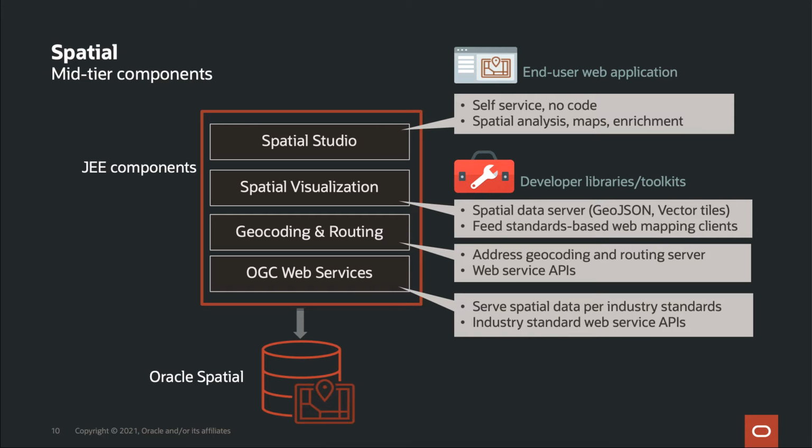Geocoding and routing allows you to create mid-tier services for address geocoding and address-to-address routing. And OGC Web Services allows you to stand up an OGC web server that publishes data out of Oracle Spatial in an industry standard set of services according to the OGC, or Open Geospatial Consortium, specifications. These are a set of spatial data services that are adopted across the geospatial industry. Next, we'll take a closer look at Spatial Studio.